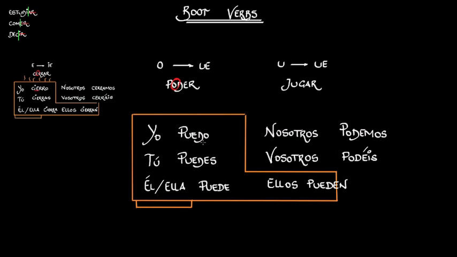Notice how only the yo, tú, él, ella, and ellos forms have changed again. Nosotros and vosotros have remained the same. Finally, we're going to take a look at jugar, the verb that creates its own category and changes the U to UE. Let's take a look.